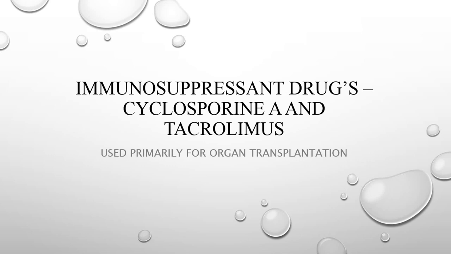For our next video lecture on immunosuppressant drugs, we'll be looking primarily at Cyclosporine A, but also a little bit at Tacrolimus or FK506, due to the fact that they both have an overlapping mechanism of action. Both of these drugs are used primarily for prevention of organ rejection post-transplantation. And the really interesting thing is that both of these drugs are structurally very different. Cyclosporine A is a fungal metabolite, whereas Tacrolimus is a macrolide.